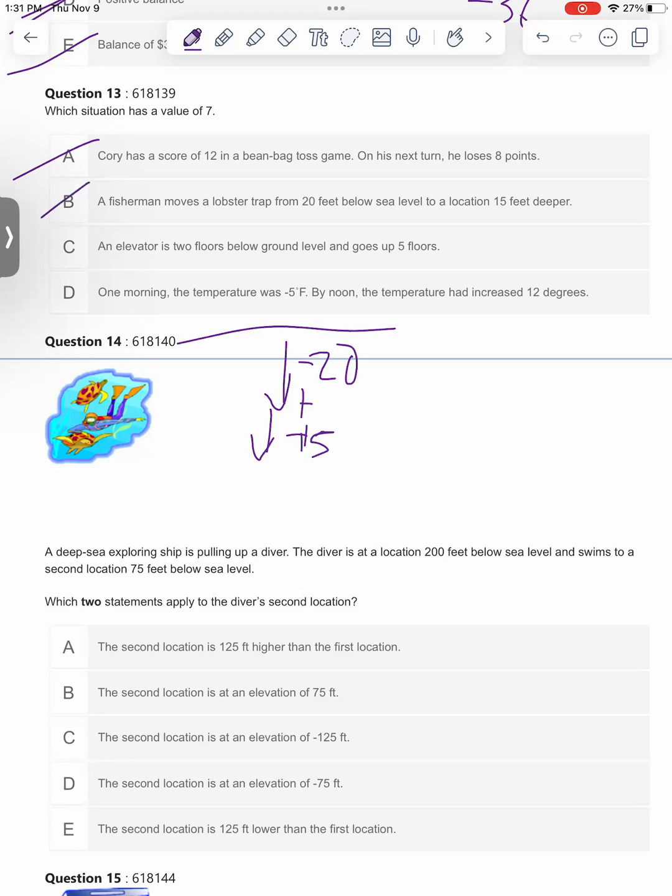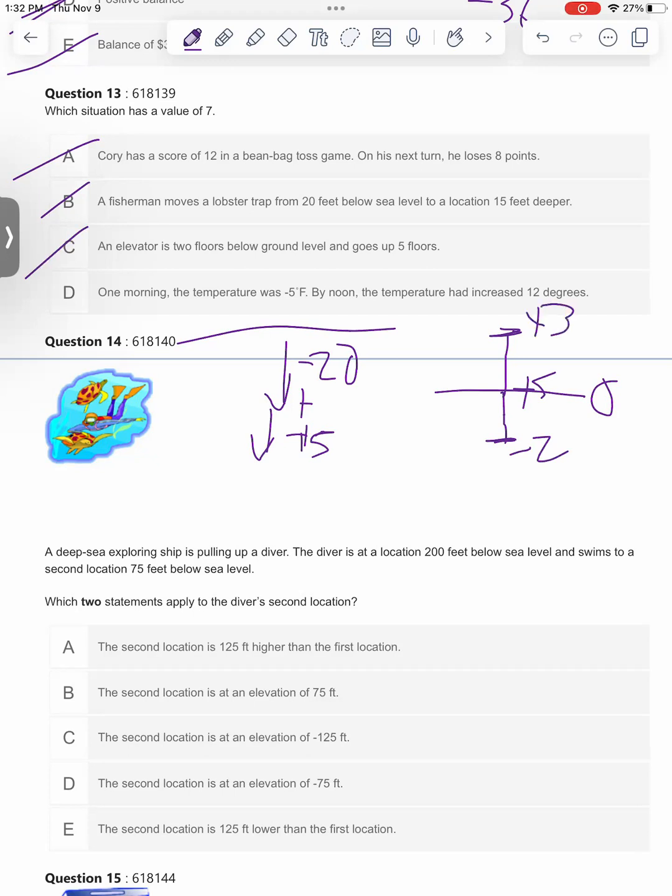Right. Elevator is 2 floors below ground level and goes up 5. Well, no, now it's at positive 3. Because here's your 0 there. So you're at negative 2, and you go up 1, 2 to get back to 0, and then you've got 3 more to go up by 5. So negative 2 plus 5 gives you positive 3.